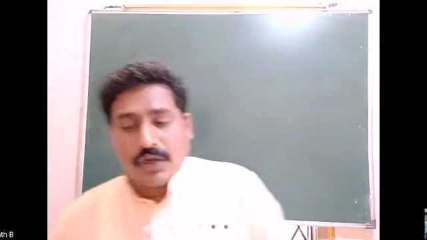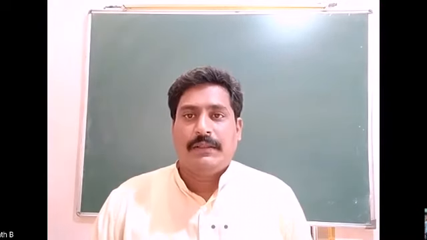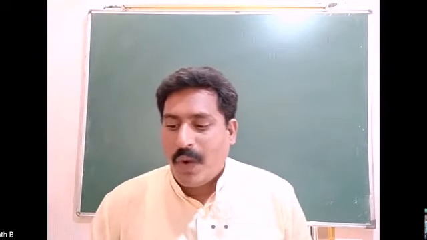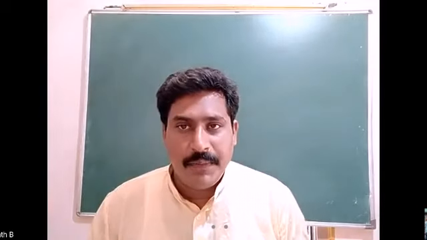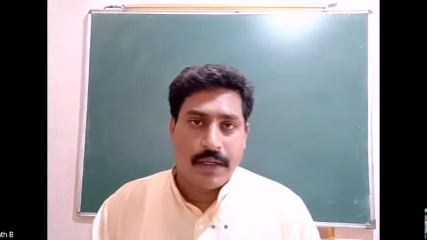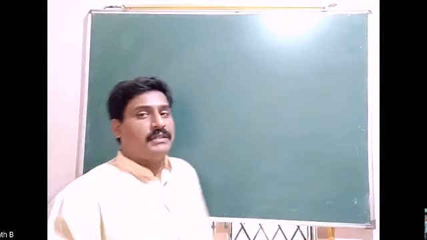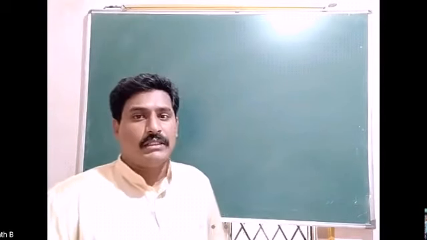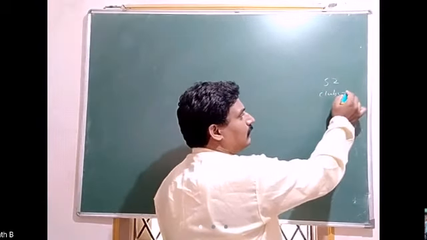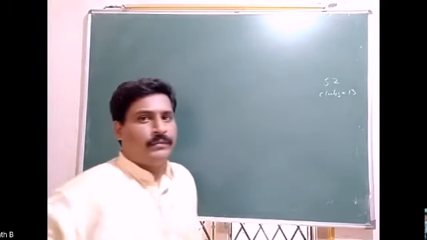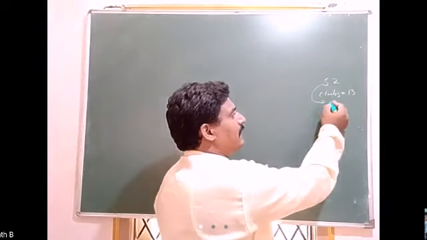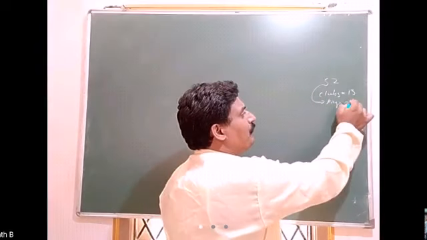A card is drawn from a pack of 52 playing cards. One card is drawn from a pack of 52 cards. What is the probability that it is a club or a king? So, probability of club or king. Club: how many clubs are there in playing cards? Out of 52 cards, clubs are 13. And how many kings are there in 52 playing cards? Out of 52 playing cards, kings are 4.